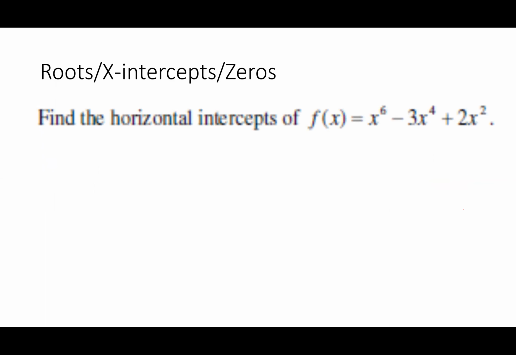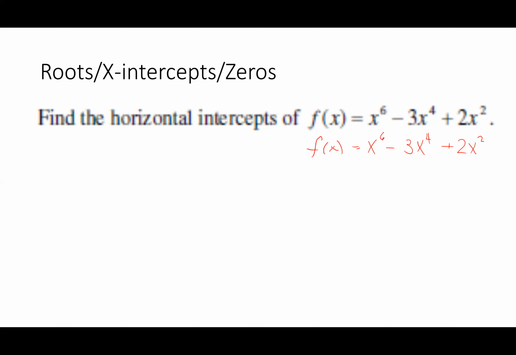First, we're going to find horizontal intercepts of this polynomial here. It's a little fuzzy, but we've got x to the sixth minus 3x to the fourth plus 2x squared. Take a second and try and find all of these. You're going to use factoring. Go ahead and try this first. Pause the video and find those horizontal intercepts.